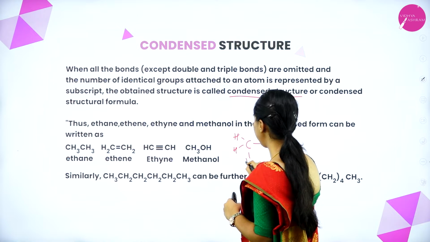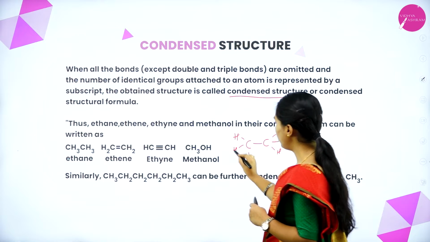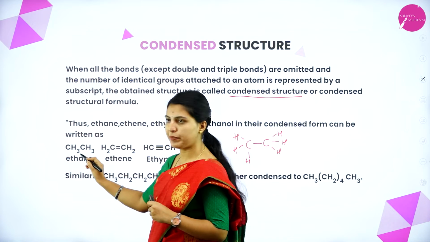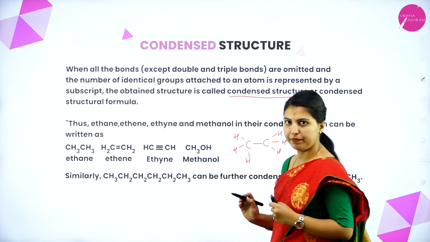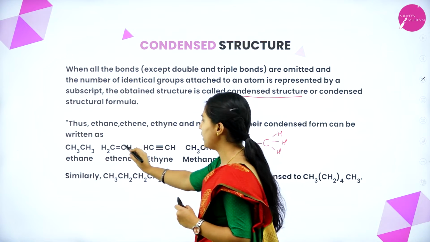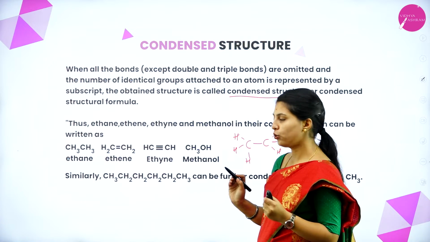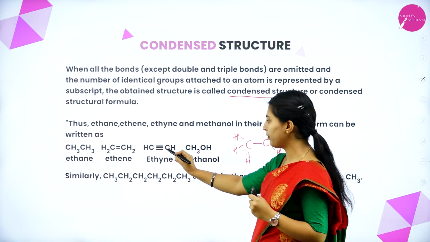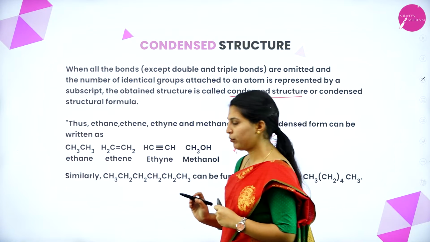This is an expanded form. But what have they told? If you write all the expanded form as a subscript, it will show how many atoms are present in between. Here also there is a double bond. In between carbon and carbon, a double bond will be present. The remaining 2 will be expanded. Here also a triple bond will be present. The remaining 2 will be expanded. Like that you have to write.